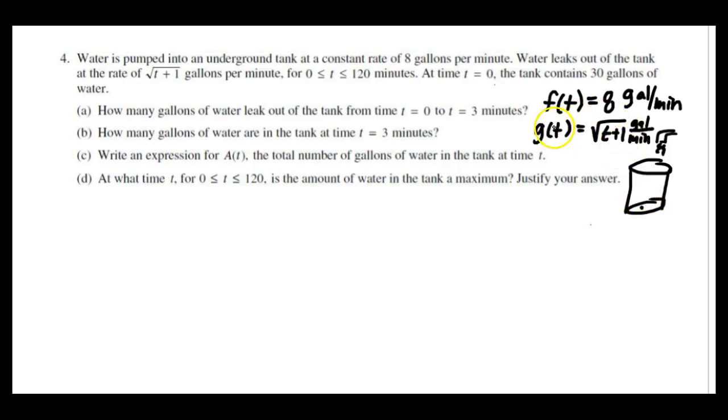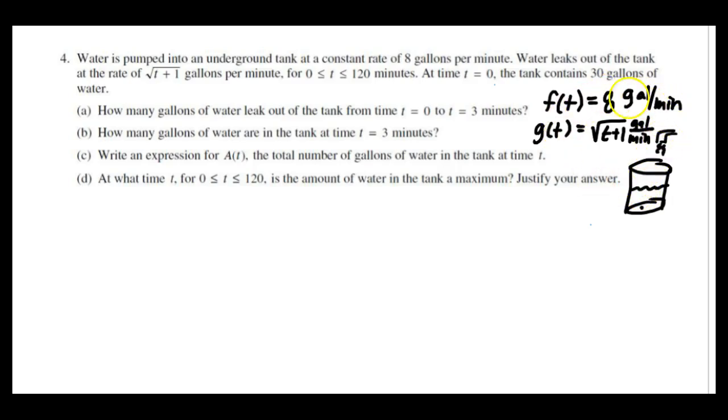So after 1 minute has passed, water is coming out at a rate of radical 2, because 1 plus 1 is 2. But after 10 minutes have passed, water's coming out at a rate of radical 11 now, because 10 plus 1 is 11. So let's say that hole in the bottom is expanding as time goes on. That's why more and more water is leaking out, but the faucet that's pouring it in, nothing's wrong with that, so it's coming out at a constant rate every time. And at the very beginning, there was already 30 gallons in the tank, so it already had some water inside of it.